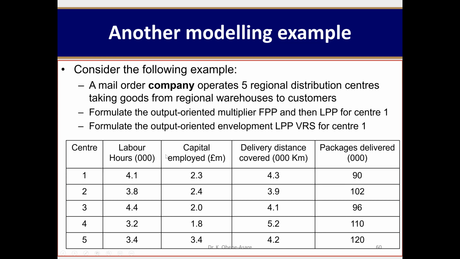and then convert the multiplier to the envelopment model. Now you can see that here, the difference is that you have 2 inputs, labor and capital, and then you have 2 outputs. The delivery distance is the output, the distance the mail has to travel, and then the packages in thousands that are delivered at a time. You've got to do this linear program for the center one. Center one here is the DMU1.